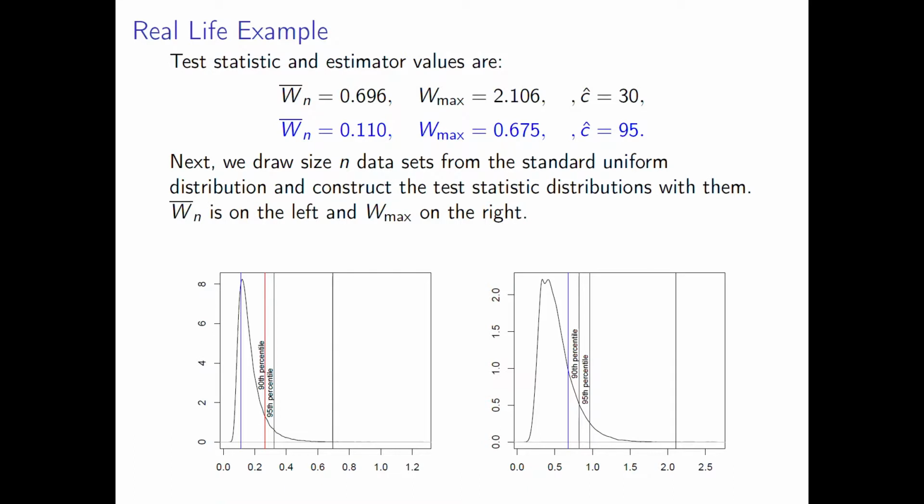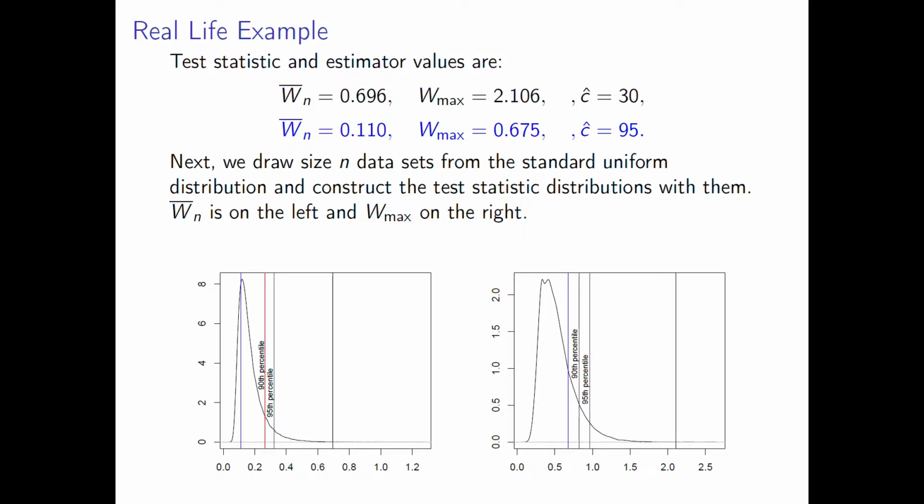So next, we drew data sets of size n from the standard uniform distribution, and we constructed the test statistic. We can do this because those tests are based on a non-parametric test. So this is the method that we can use to construct the exact distribution.